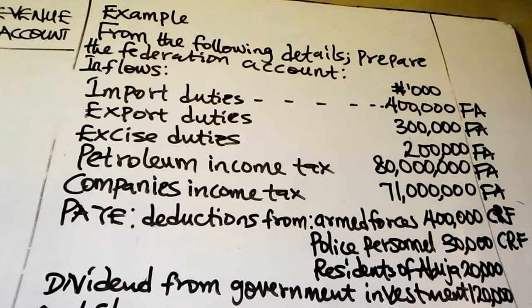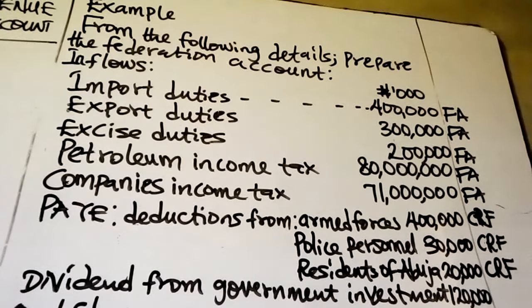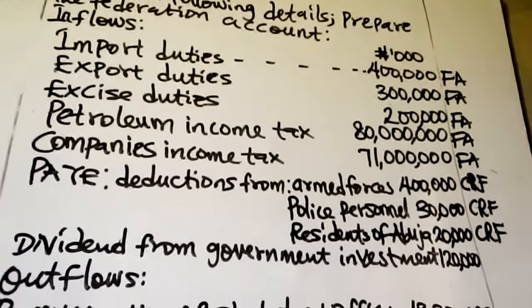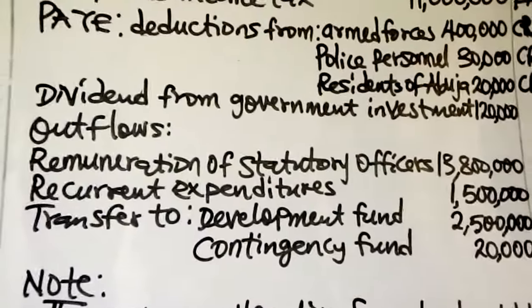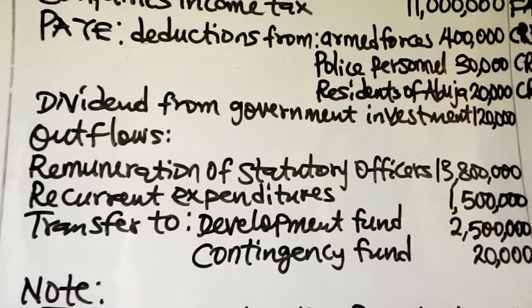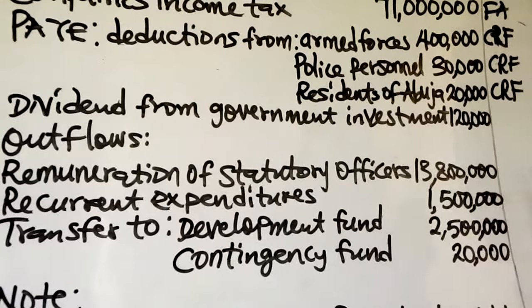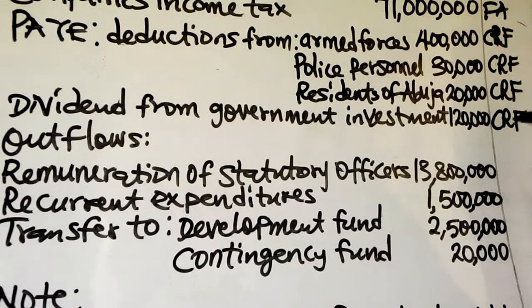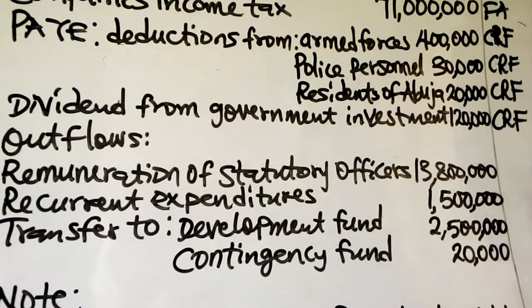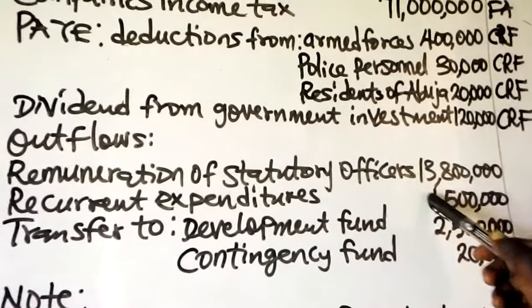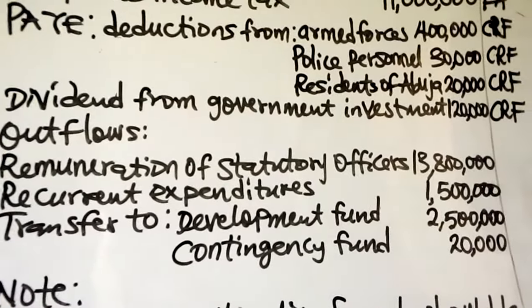PAYE of the residents of Abuja, that is CRF, Consolidated Revenue Fund. Then we also have dividend from government investment. That is an internal revenue of the federal government, so that is CRF. Then we have outflows. The outflows, we have remuneration of statutory officers. That is a charge against the CRF.